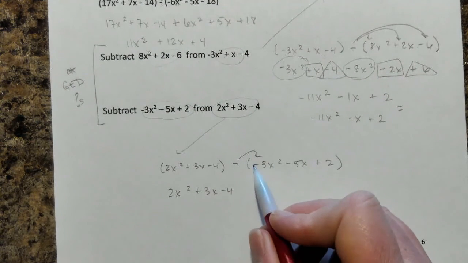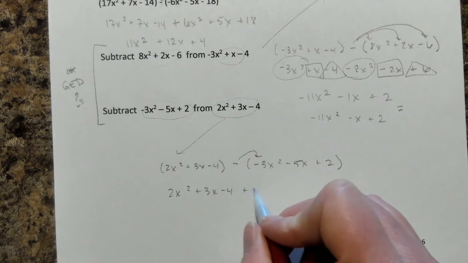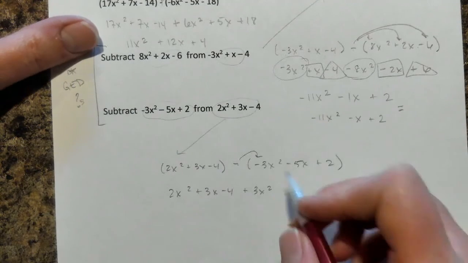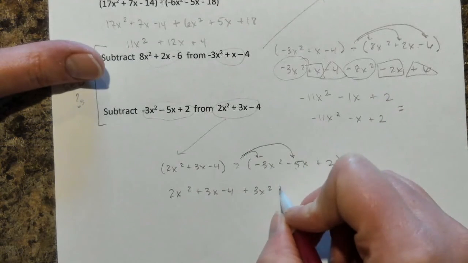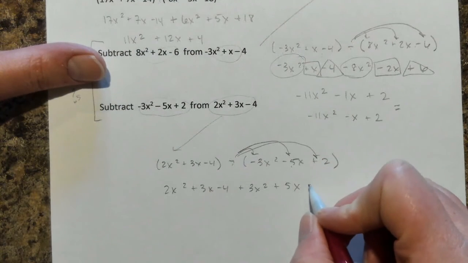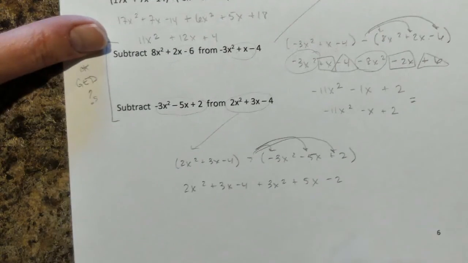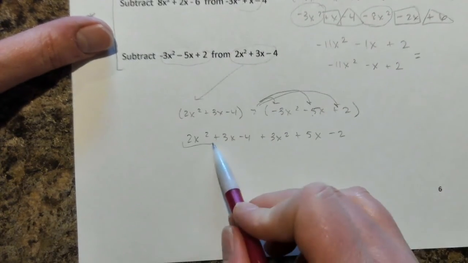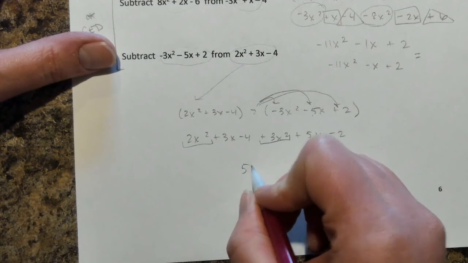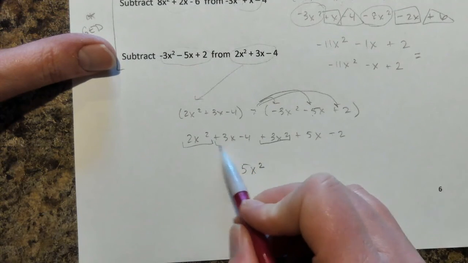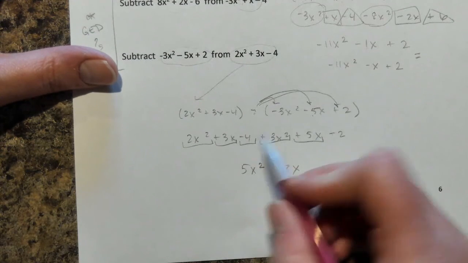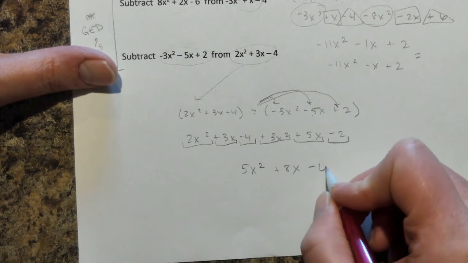So a negative, you could view this like a negative times a negative. It's a positive 3x squared, or minus a negative. Really, you could view that either way. Here, minus a negative 5x is really adding 5x. And minusing 2 is really minusing 2. Right? A negative and a positive give us a negative. Combine our terms. I have 2x squared plus 3x squared, 5x squared. Positive 3x, positive 5x gives me a positive 8x. Negative 4 and negative 2, if I were to combine those, give me a negative 6.